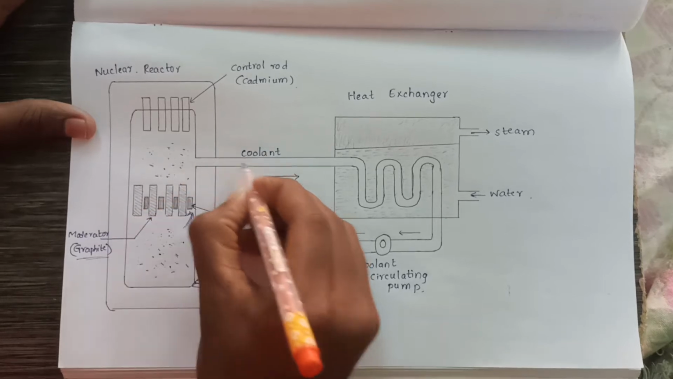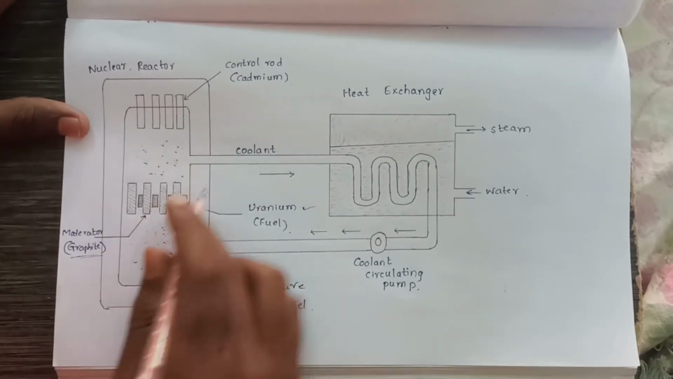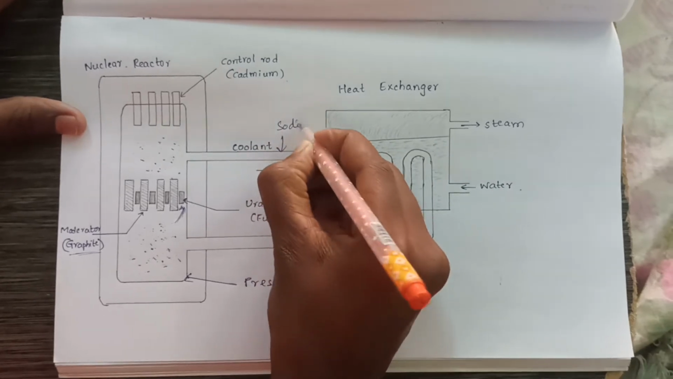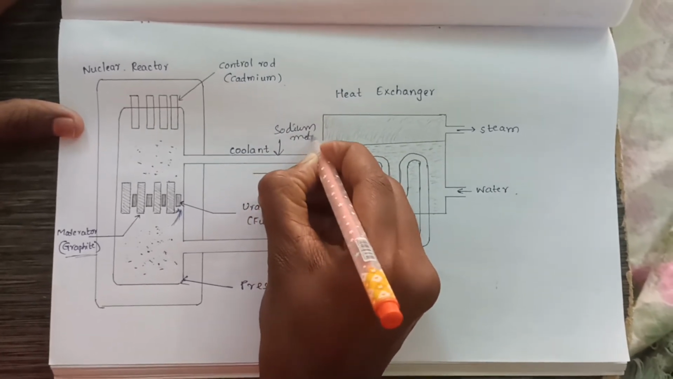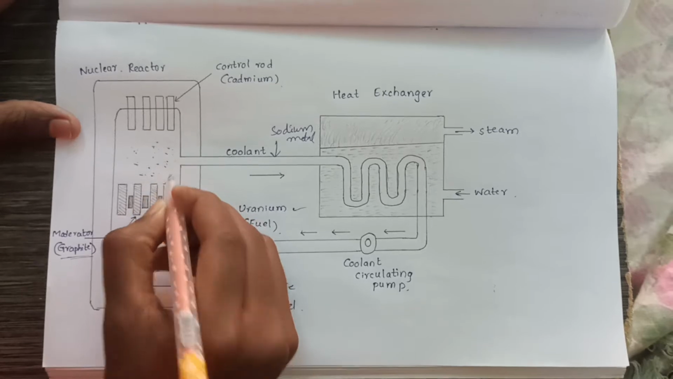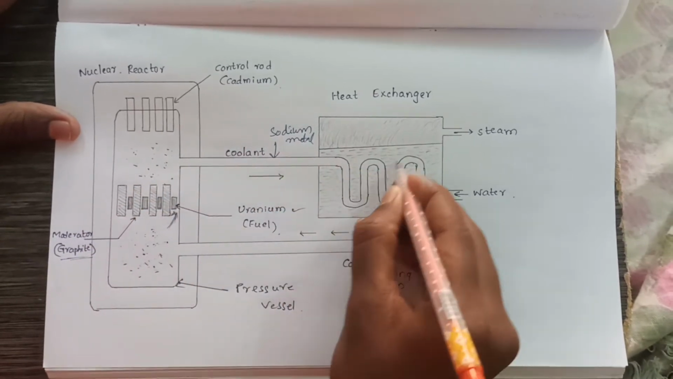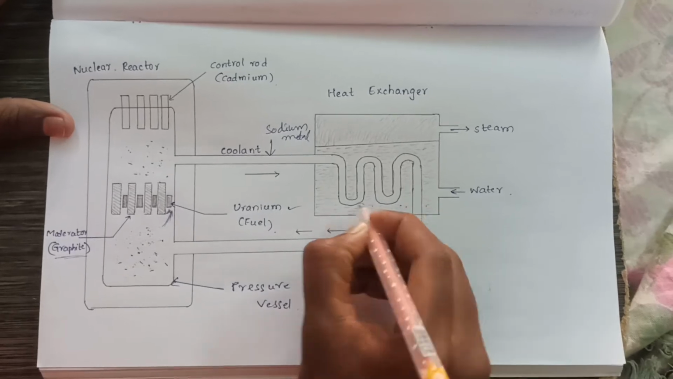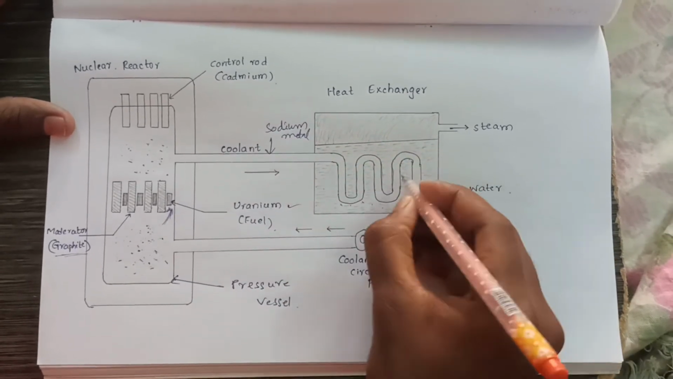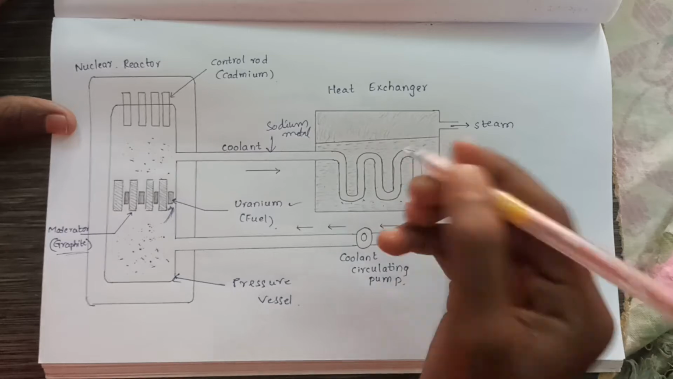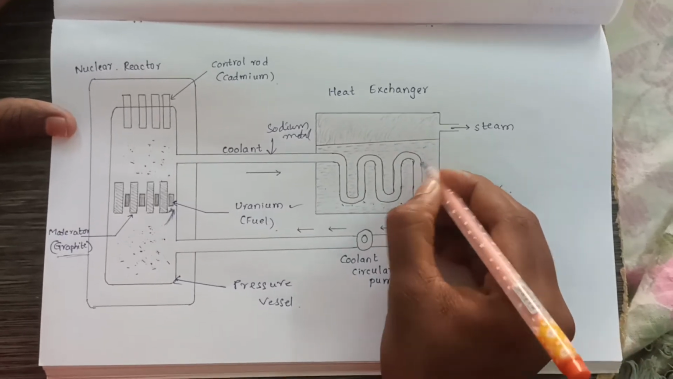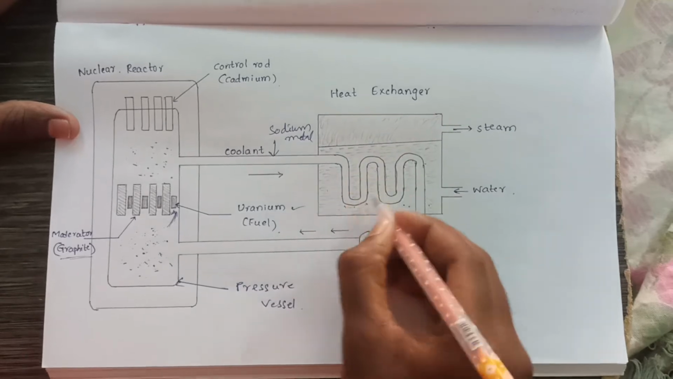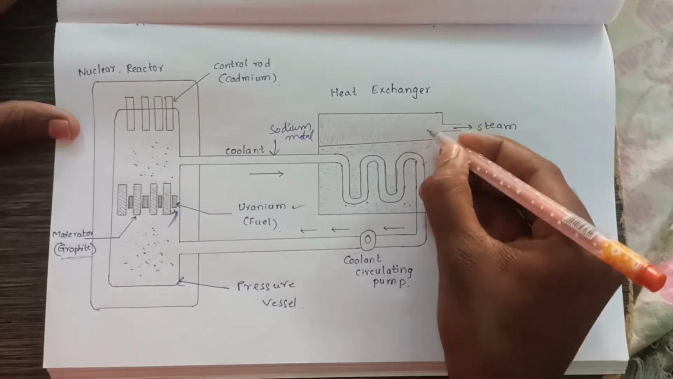The heat is transferred from the nuclear reactor to the heat exchanger through the coolant. It is made of sodium metal. So through the coolant, the heat generated in the nuclear reactor is transferred to the heat exchanger. In the heat exchanger there is water. We know that water absorbs heat, and when it does, the water converts into steam. So the heat present in the coolant is absorbed by the water.